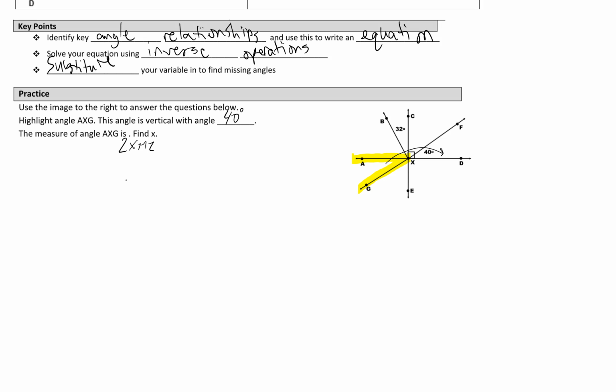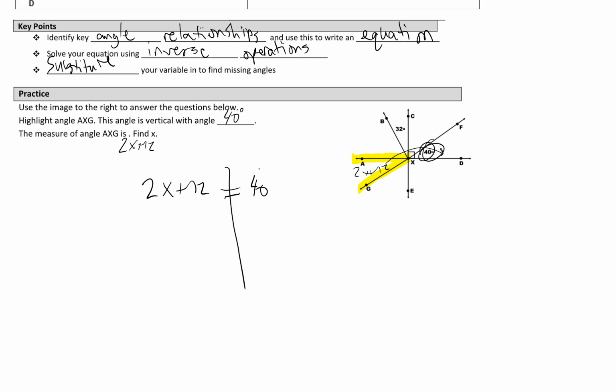So if we look at our image, I see vertical angles. I know vertical angles are equal to each other. So I'm going to set up 2x plus 12 equals 40. I got 40 from over here, and I know this part is 2x plus 12. So again, it's just a two-step equation. This is really ugly. That should say 40. There we go. Two-step equation that I need to solve.